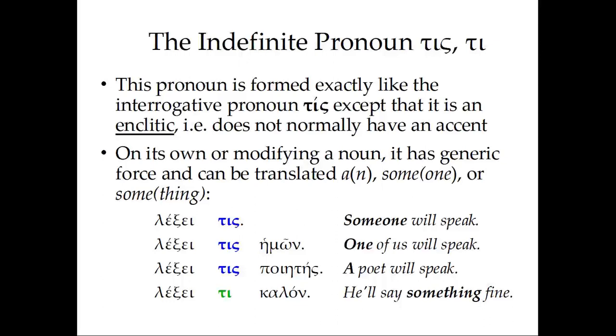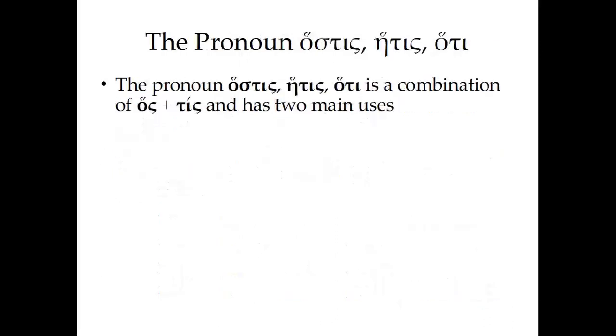Lexe te kalan. And that poet will say something fine. A fine thing, we might also say. Lexe te kalan. We could have just said lexe kalan. Could also be translated the same way. Here, we have just made it a little clearer what we're talking about. Lexe te kalan. He'll say something fine. So someone, one, something, an, a. These are all different ways, many different ways of capturing the meaning of this word.